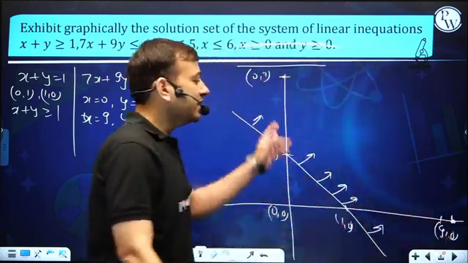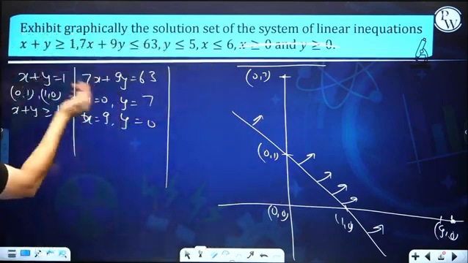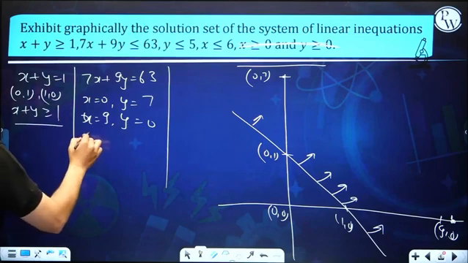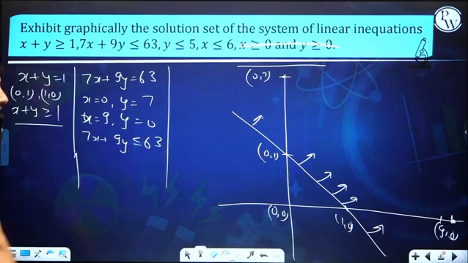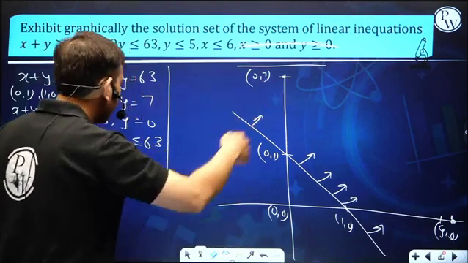So you need to see whether they are intersecting in the first quadrant or not. How, sir? Solve them, sir. Nothing else. And also here I need 7x plus 9y less than 63. So if you put 0, 0, 0 is less than 63, so that means the below side.